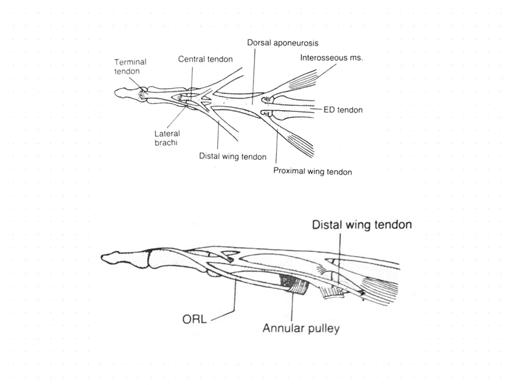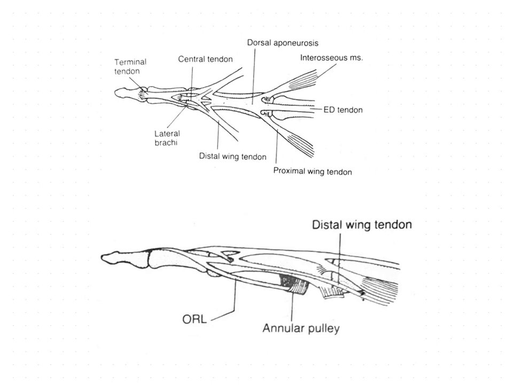Dear students, welcome back. In the previous session, we discussed the structure of the extensor mechanism and its influence on the MCP joint as well as the interphalangeal joints. Now, in this session, we are going to discuss how tension is created in the extensor digitorum tendon, as well as the coupled actions of the proximal and distal interphalangeal joints.